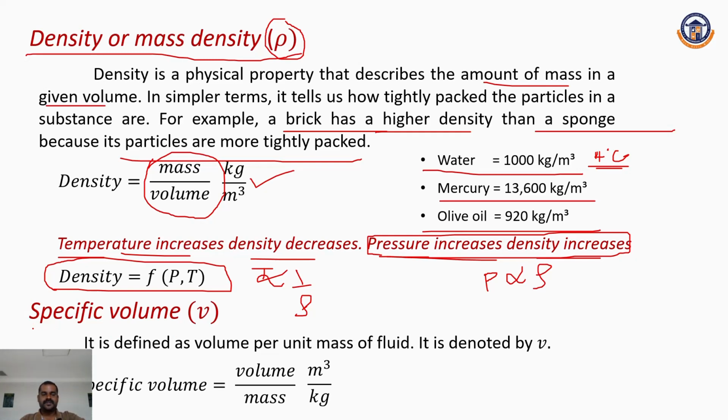The next term is specific volume. It is defined as volume per unit mass of the fluid. Generally, if you take density and specific volume, specific volume is the reciprocal of density. You can see that density is referred to as mass per volume, but specific volume is volume per mass. So the reciprocal of density is called specific volume.